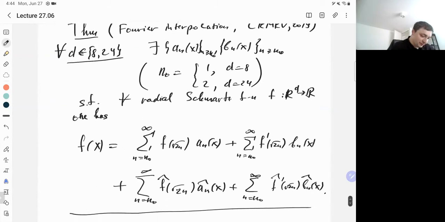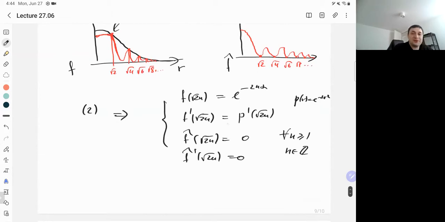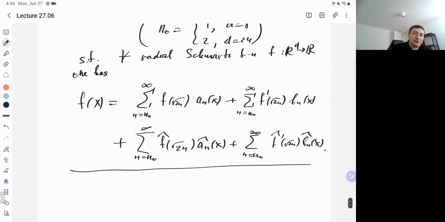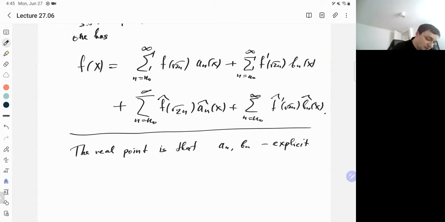And so what this theorem tells you more or less is that if this problem 1 plus 2 has any solution at all in dimensions 8 and 24, then you only have one chance for it to work. And moreover, the real point is, it's not just that there exist some functions that you can plug in to make this work, but that everything here is computable explicitly. a_n, b_n are explicit, to a certain extent. It's not that we have a simple formula describing all of them, but we have a way of computing them.